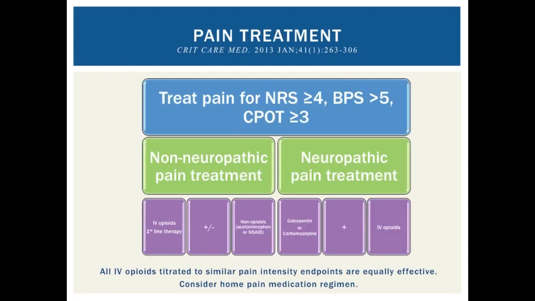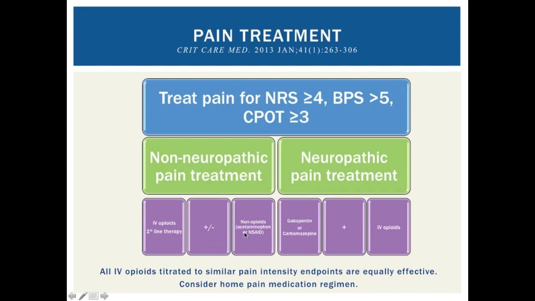Okay, so treatment of pain in the ICU. I put this slide in here as a quick summary of what you would actually treat. If you have an NRS score of greater than or equal to 4, that's the numeric scale, a BPS greater than 5, or a CPOT greater than or equal to 3, you would consider treating. We divide treatment into non-neuropathic pain and neuropathic pain, because we treat them a little differently. You can see here, in non-neuropathic pain, opioids are the first-line therapy.